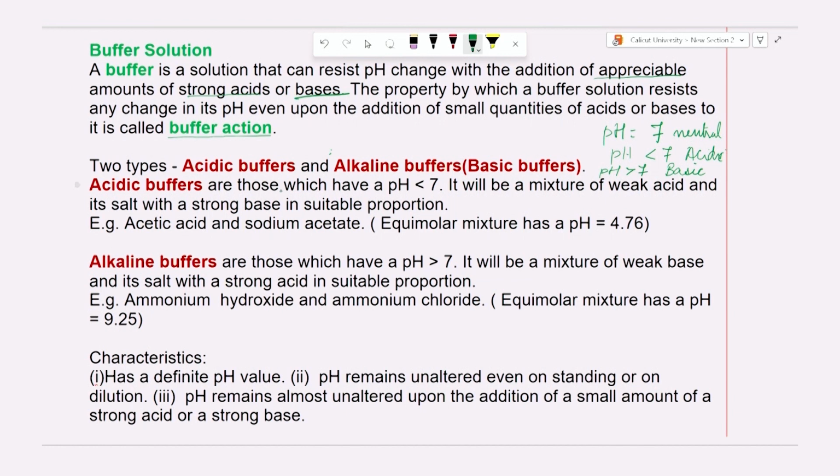Now, here I am going to talk about acidic buffers. So, it should come to your mind that it will have an acidic pH. So, buffers which have a pH less than 7 are known as acidic buffers. It will generally be a weak acid and its salt. The salt should be of a weak acid.